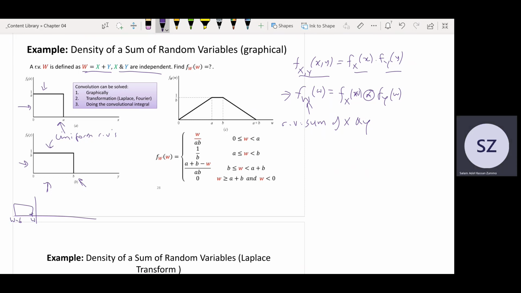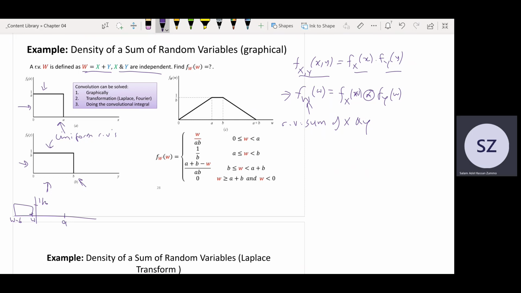When w is before 0, as I mentioned, the product of this with this is 0. Once it crosses 0 and w keeps increasing, the product is positive, equal to 1 over a multiplied by 1 over b, and it increases linearly as w increases until it reaches the maximum. So basically this is for w between 0 and a.